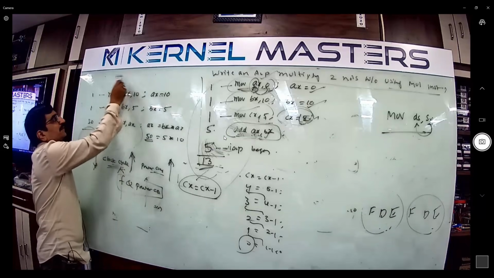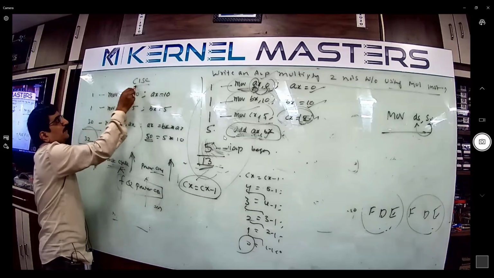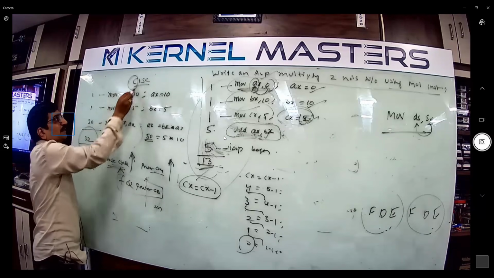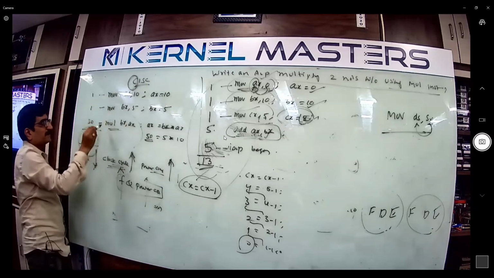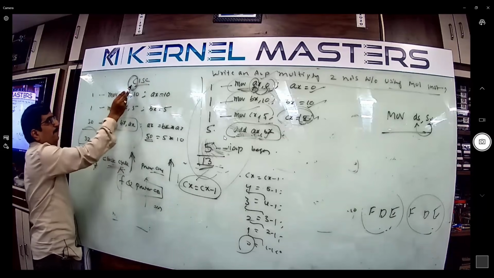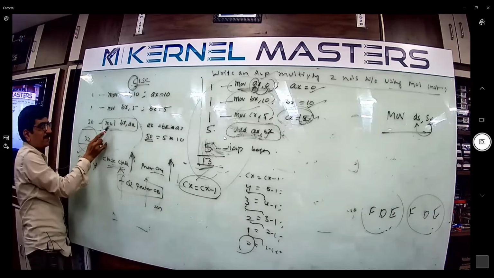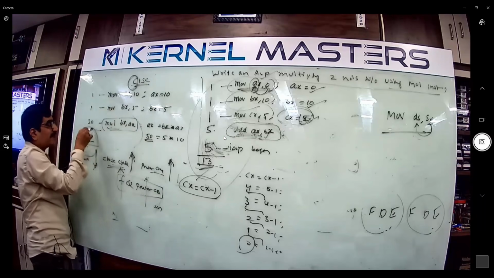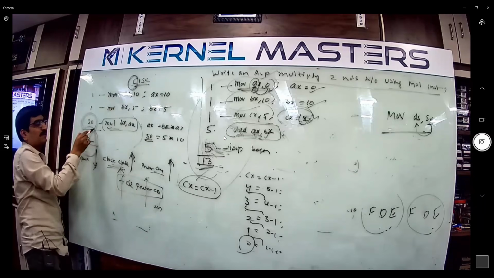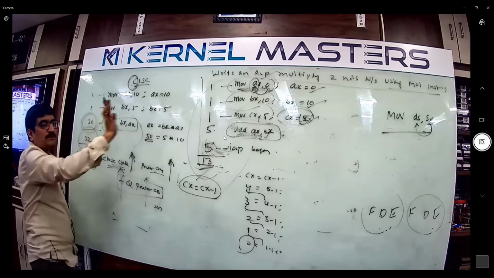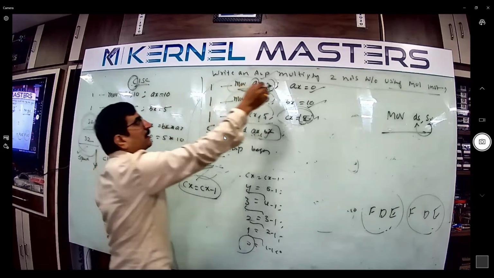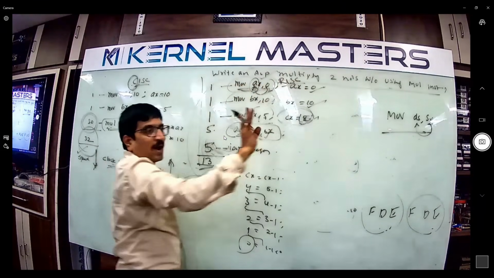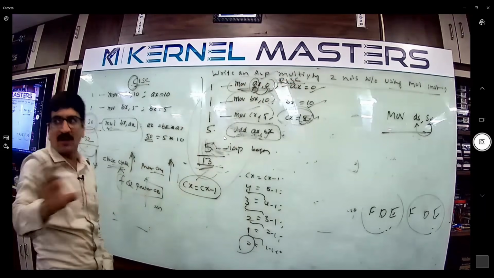Which architecture is this? CISC. Complex means complex instructions, for example MUL. MUL is a complex instruction; complex means it takes more cycles. Where is this instruction not possible? In RISC. RISC has no complex instructions like MUL.